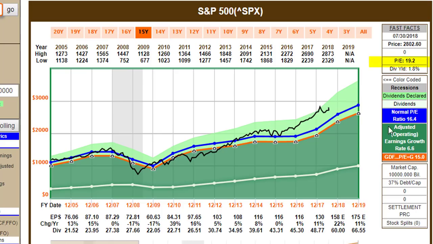The current blended PE of the S&P is 19.2 and the current dividend yield is 1.8. So this is a clear picture of high valuation for the market, higher than normal or historical valuations, at least since 2005. So the idea here is I'm looking for companies that are fairly valued in this overvalued market, and I'm looking for higher yielding dividend paying stock.